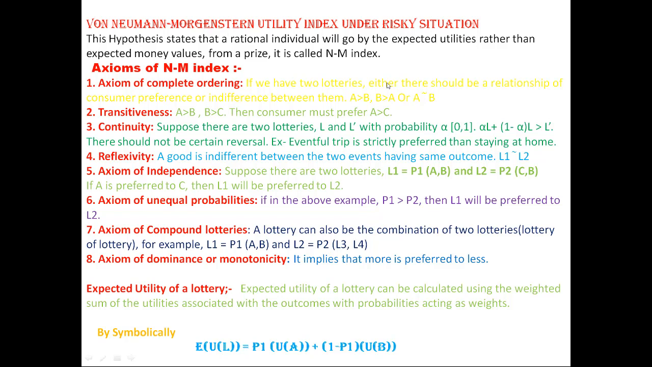If we have two lotteries, this is the axiom of complete ordering. Either there should be a relationship of consumer preference or indifference between them. It can be A greater than B, or B greater than A, or A indifferent to B. This is complete ordering. Transitivity: this is the same as in the indifference curve, which I also explained shortly. If A is greater than B, and B is greater than C, then the consumer must favor A greater than C. This is the transitivity property.